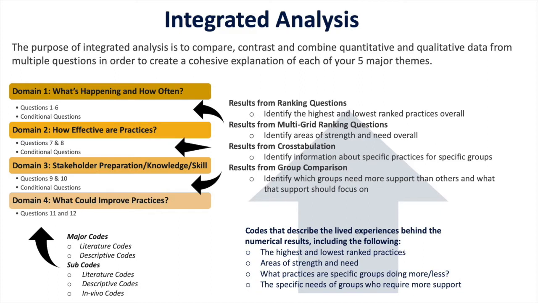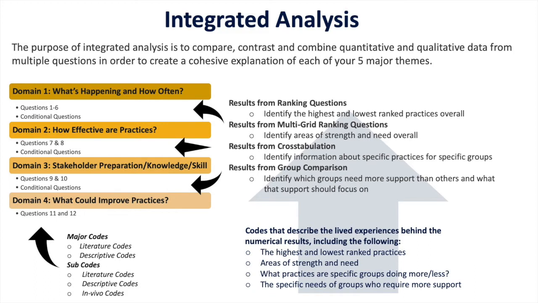So once we've looked at all of our quantitative information, our ranking questions, multiple ranking grids, cross-tabulations, and our Mann-Whitney U-test results, the next thing we want to do is look at our qualitative codes, so our major and our subcodes. So those could be literature codes from our evidence-based practice literature. They might be descriptive codes or in vivo codes. And our goal here is to look at qualitative information that helps us to understand the lived experience behind those lowest and highest ranked practices, those areas of strength and need, what practices specific groups are doing more or less often than each other, and then those areas of specific need that our Mann-Whitney U-test had said exist for a specific group compared to other groups.